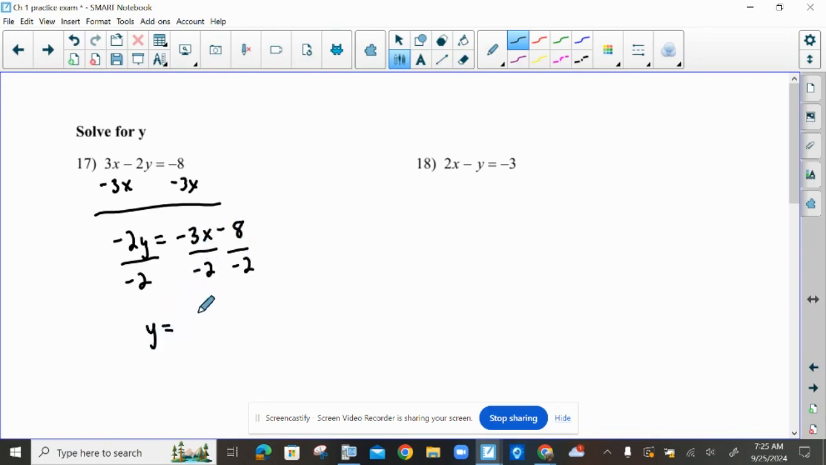This right here is just 3/2 or 1.5. It's up to you how you want to write it, but I'll just write it as 3/2 x, and then this becomes a plus 4. Okay, so again, really easy to make a sign mistake, so just be careful when you're working out these problems. So check all your answers and make sure you agree with all these answers.